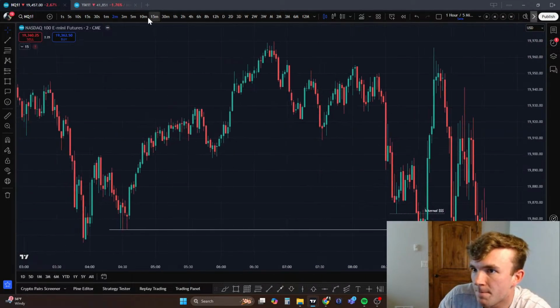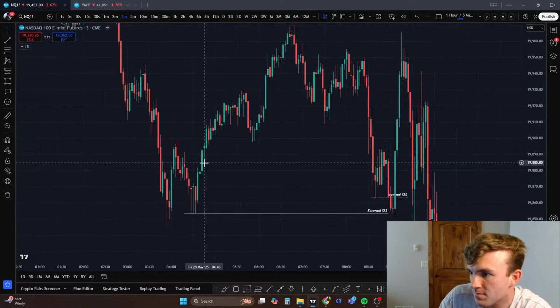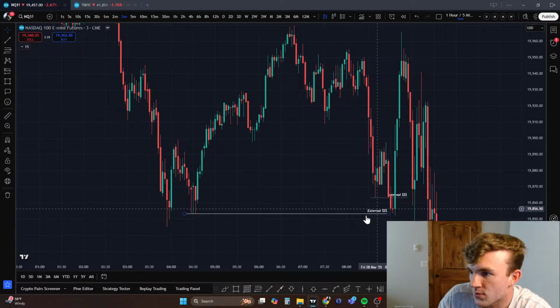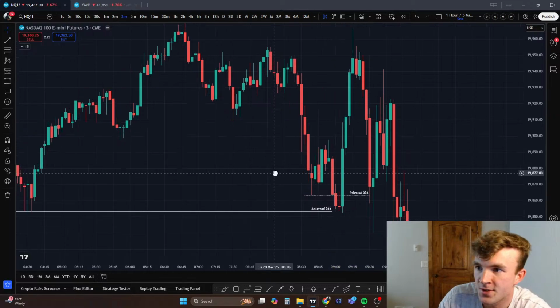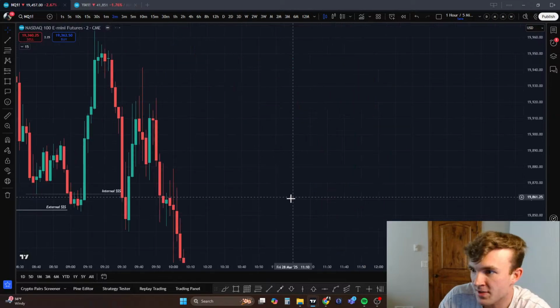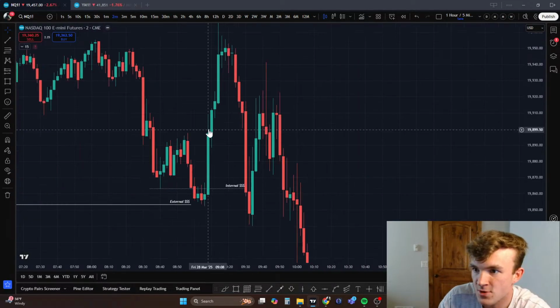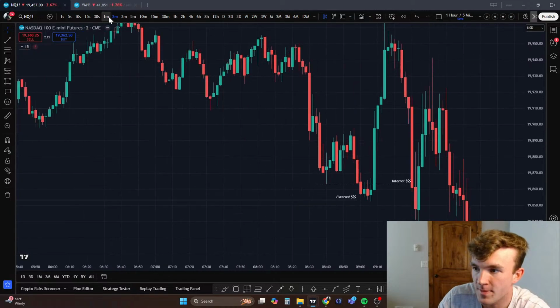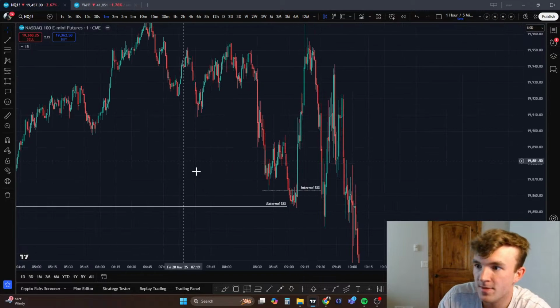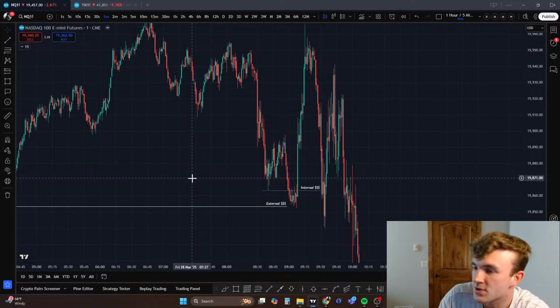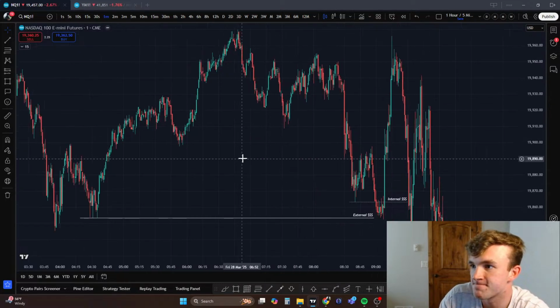So we get a sweep of this, a sweep of this. This inverses, but we wick above the internal high. So this is not really valid. Now what about the 2 minute, right? The 2 minute wicks above the internal high as well. What about the 1 minute, right? The 1 minute wicks above the internal high as well. So none of this is valid here, right?